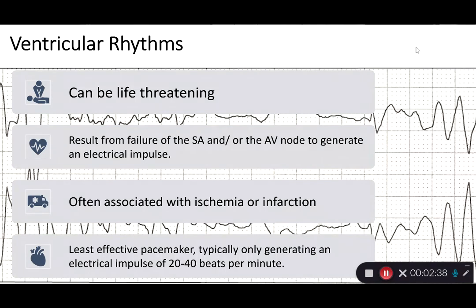And then if that AV node also fails, we could see a ventricular escape rhythm, just like our junctional escape rhythm, but now in the ventricles, where it's only 20 to 40 beats per minute because that is the pacemaker of the ventricles. So sometimes we do see this in the process of death, where they'll go from a sinus rhythm to a junctional rhythm down to a ventricular escape rhythm. And that's just the constant failures of all those pacemakers, kind of like a domino effect. Or it could be due to some kind of ischemia or infarction where we get some of these tachyarrhythmias.